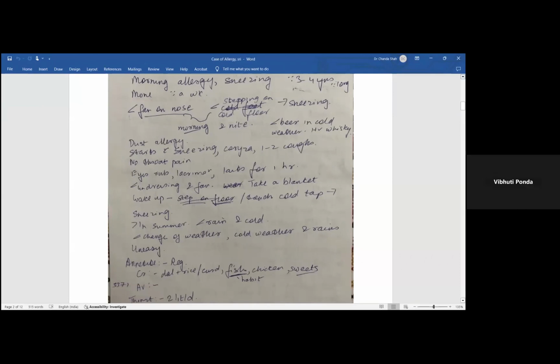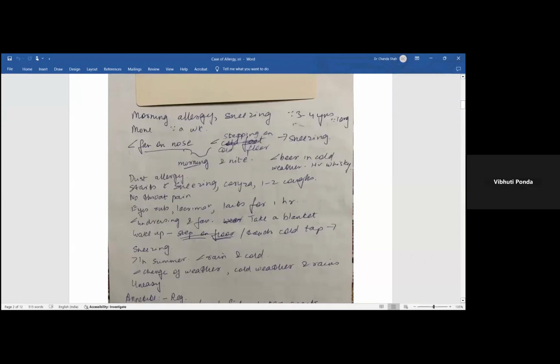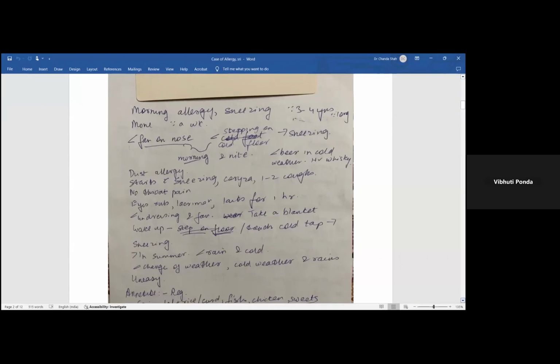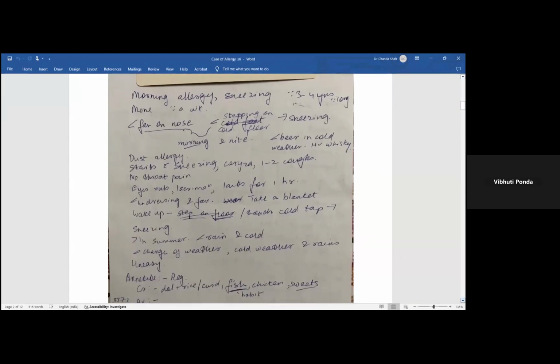Okay, this is a case of a male who is 41 years old. His chief complaint is he gets allergies in the morning, sneezing since about 3 to 4 years. It's more since 1 week. It is more when there is a fan on his nose or when he walks or steps on a cold floor. This causes a lot of sneezing in the morning as well as night. It also increases when he has beer in the cold weather, so he prefers whiskey.